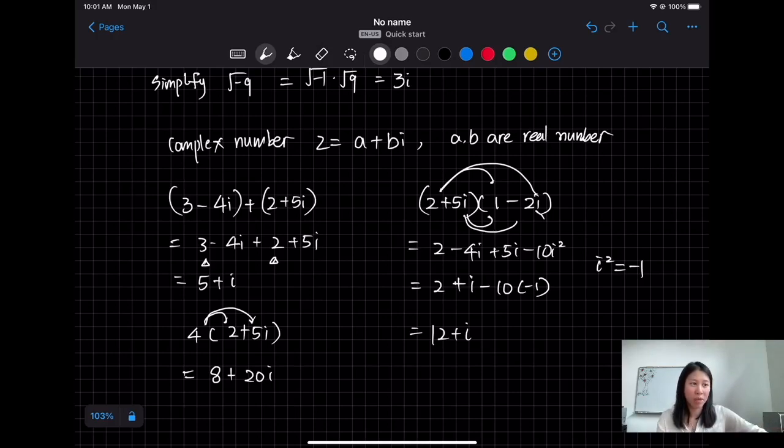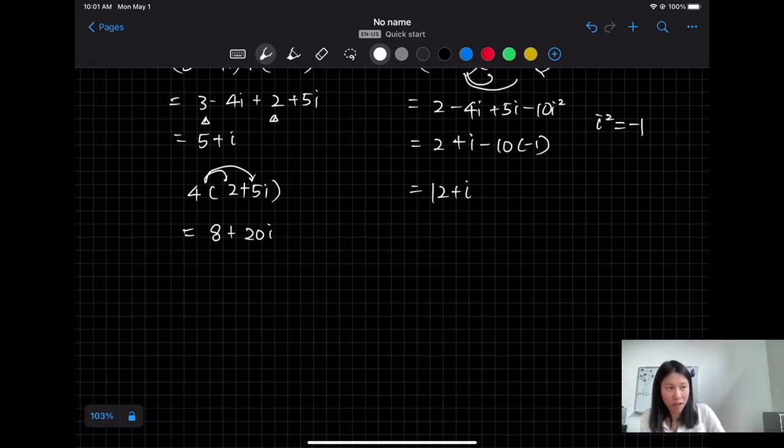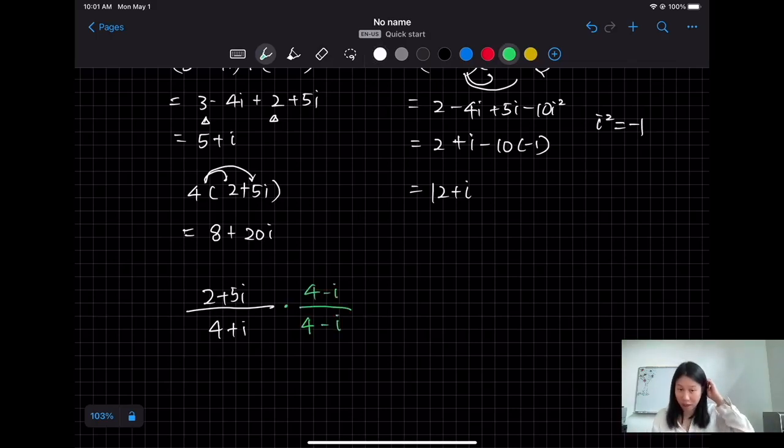Okay, so when it comes to division, we will do this, like 2 plus 5i over 4 plus i. We need to simplify the division, since the denominator has an i. So how can I get rid of the i? What you will do is multiply by the conjugate. The conjugate of the denominator is 4 minus i.